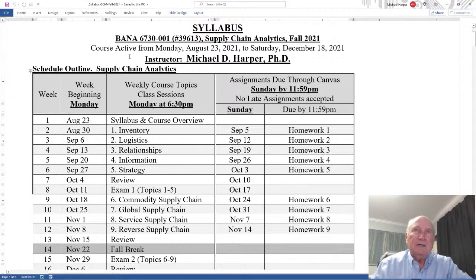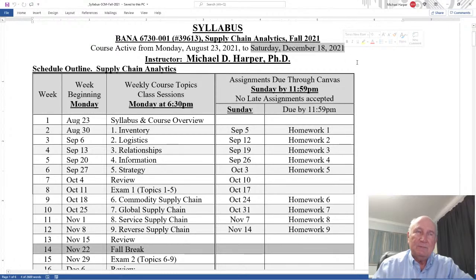In the syllabus, the course is active between Monday, August 23rd to Saturday, December 18th. The first thing I want to emphasize is everything must be done before Saturday, December 18th. Everything must be submitted. Nothing is considered after December 18th, the end of the course.